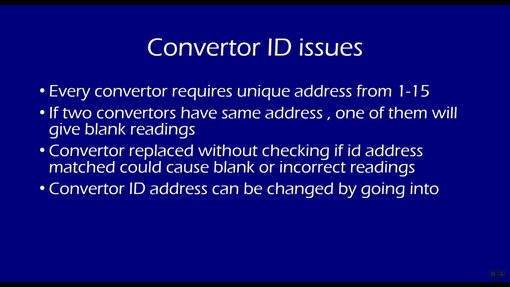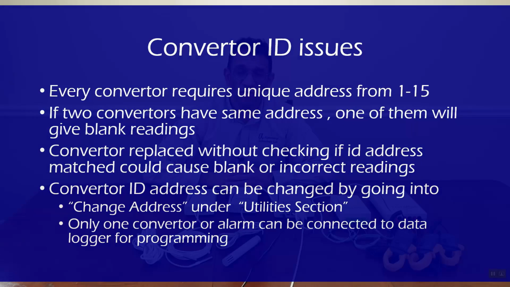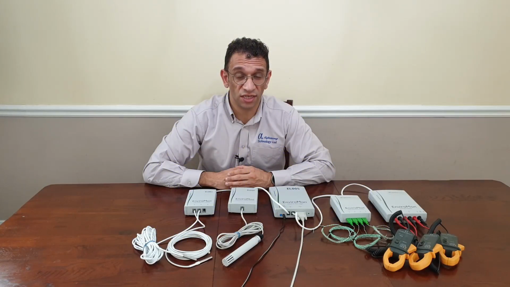Now you can change the converter ID by going into Change Address under the Utilities section. You'll need to unplug all converters from the data logger and only connect the converter that you want to program into the data logger on its own. Now I'll cover how to check the converter address and how to change the converter address in another video.